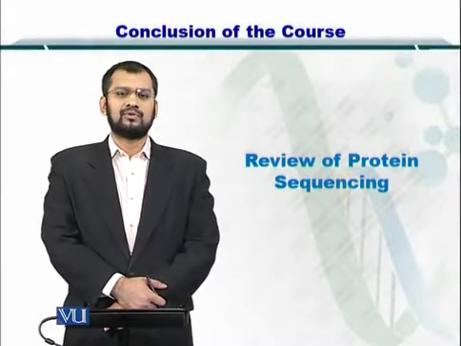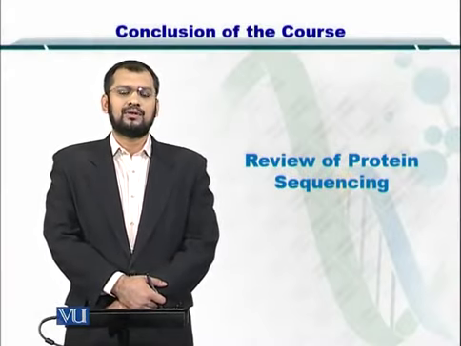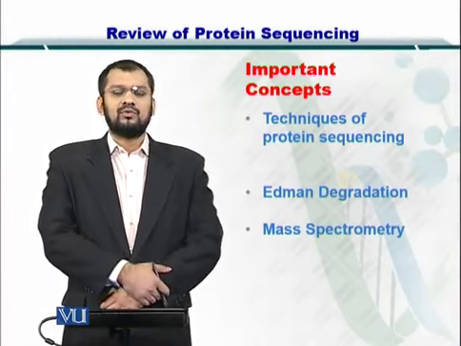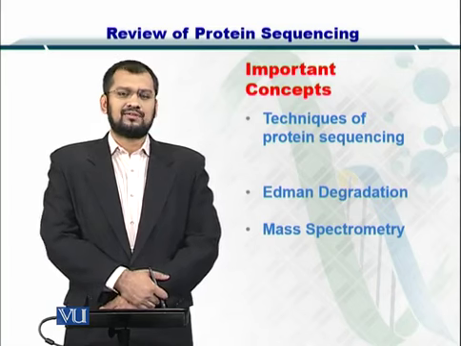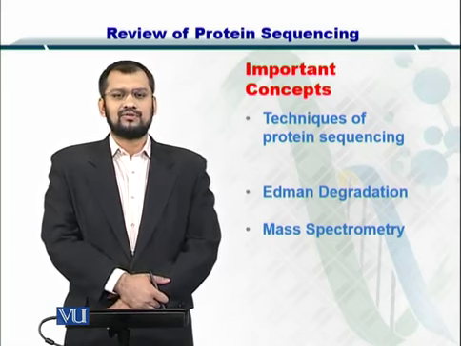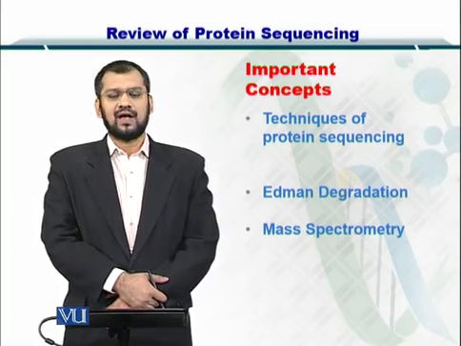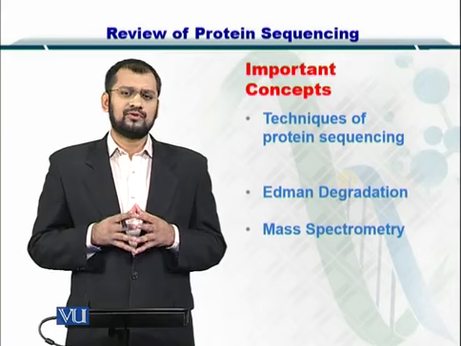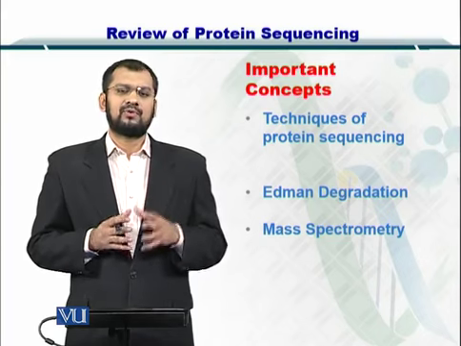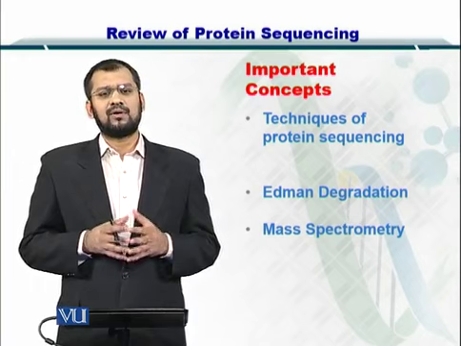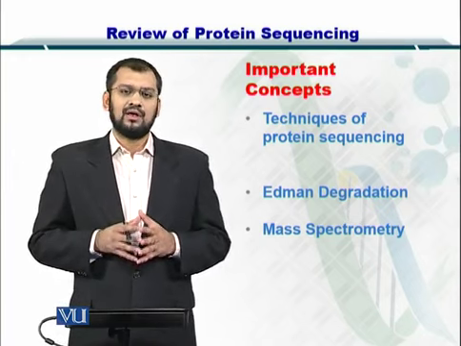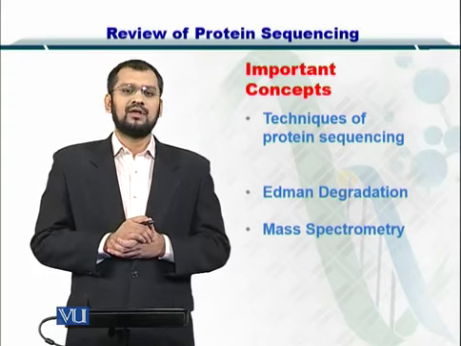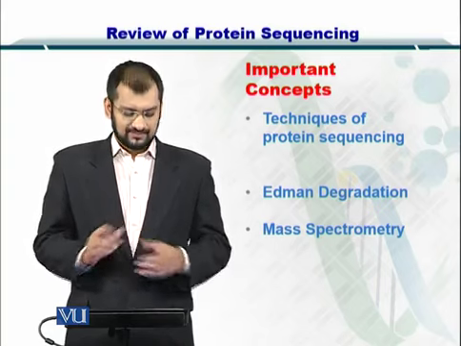Hey students, in this module, I'm going to review with you the protein sequencing chapter. You know that the two techniques that are commonly employed in protein sequencing include the Edman degradation and mass spectrometry. Edman degradation was useful for sequencing smaller length proteins, such as proteins with about 40 or 50 amino acids. But for proteins which have a much longer length, or large proteins, you would want to use mass spectrometry.